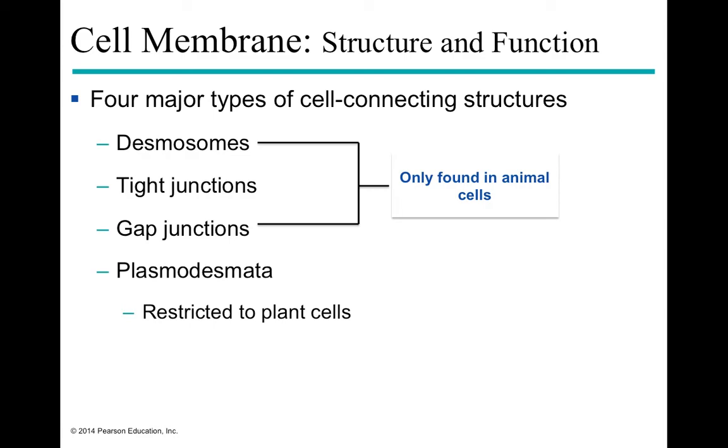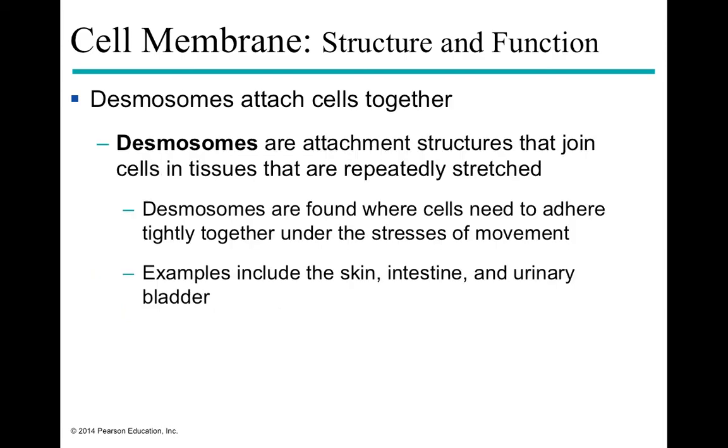Two of these, desmosomes and gap junctions, are found only in animal cells, and plasmodesmata are found only in plant cells. So let's talk about these. Desmosomes are basically like little snaps, if you will. They're regions where cells are studded together, and they're found in regions where tissues are going to be stretched over and over.